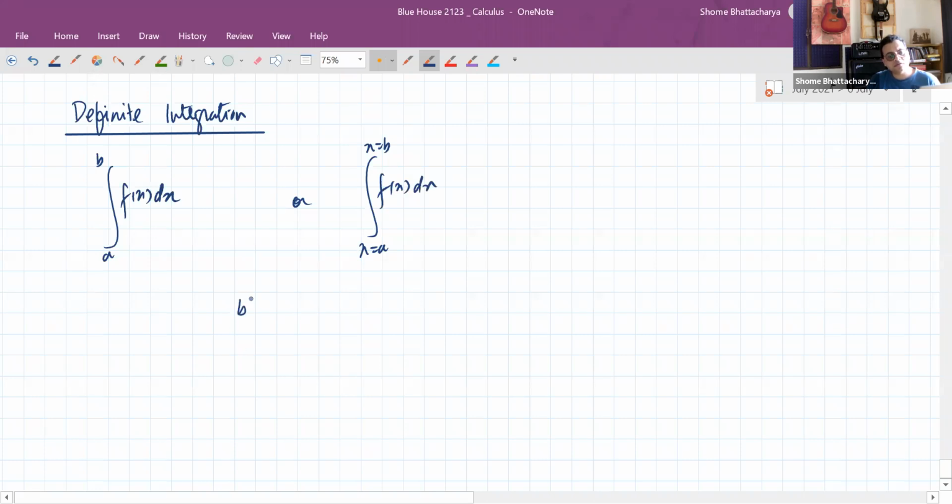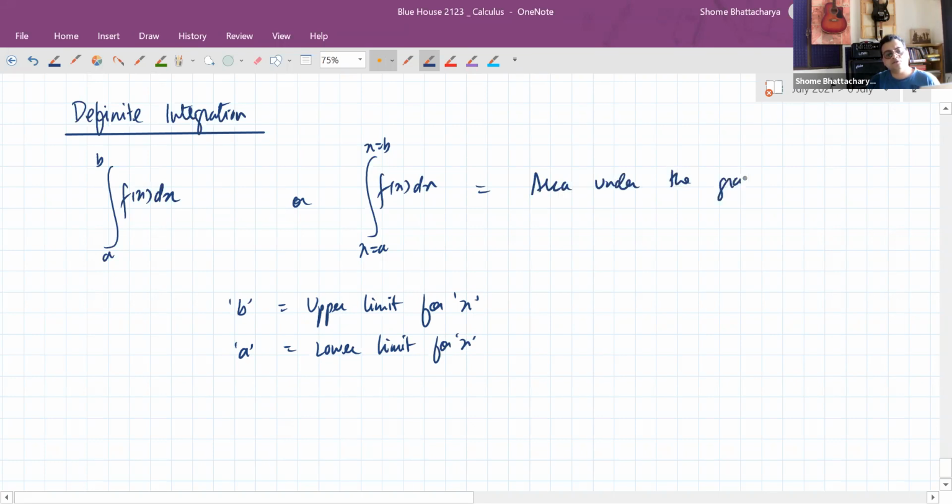So here b is what we call the upper limit for the variable x of integration, and a is what we call the lower limit for x. And this quantity actually gives us the area under the graph of y is equal to f(x) between the limits x equal to a and x equal to b.